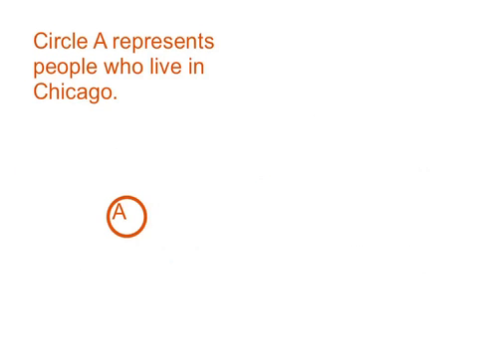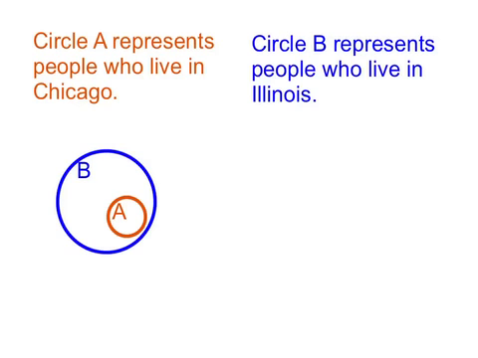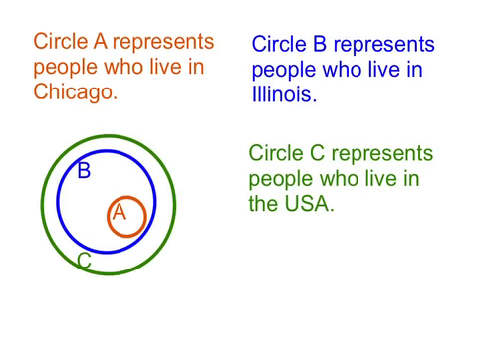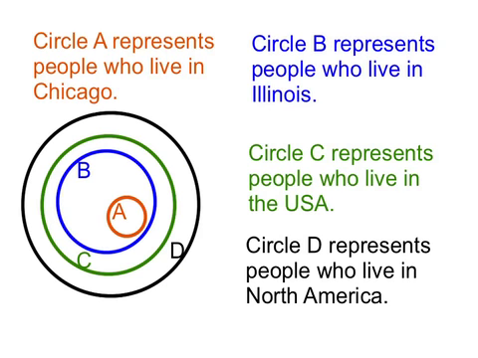Well, now let's expand. Circle A represents people who live in Chicago. Circle B, people who live in Illinois. Circle C represents people who live in the United States. And finally, Circle D represents people who live in North America.